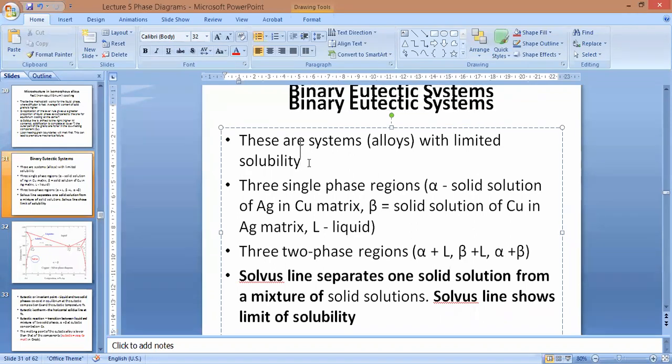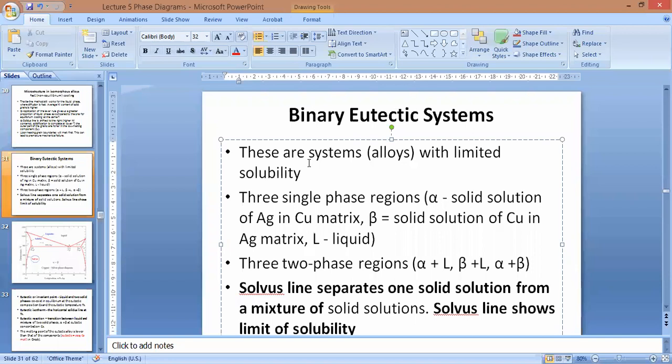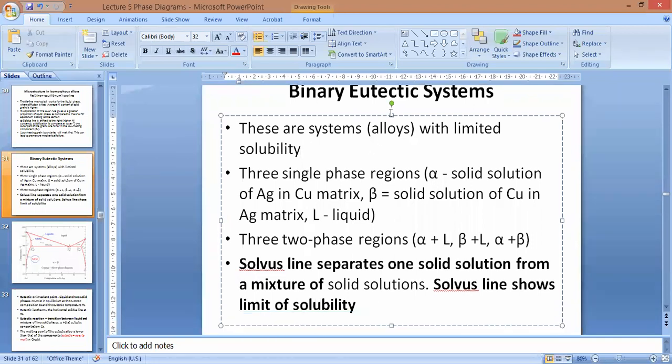Okay, so we move forward, looking at the binary eutectic systems. We're going to understand what makes them different from the other binary systems that we looked at. These are alloys with limited solubility, so this is the difference. With nickel and copper, they had unlimited solid solubility, remember. But with this one, there is limited solubility, and there are also three-phase regions, just like the earlier one we looked at.